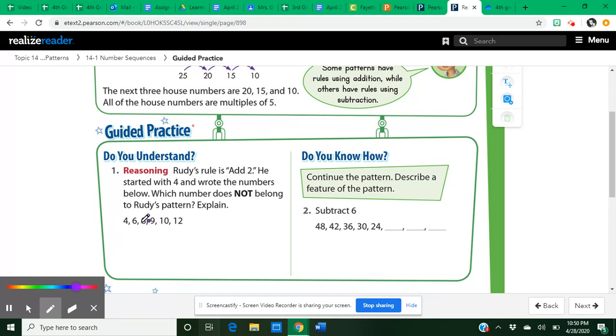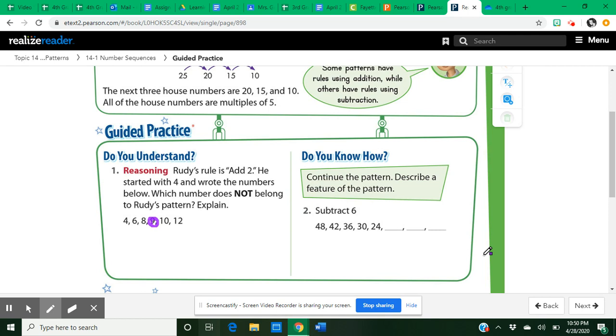Hopefully you're yelling at me that it is 9. 9 does not fit in Rudy's pattern because he can't get to 9 by adding 2 to 4. So if I say 4 plus 2 is 6, plus 2 is 8, plus 2 is 10, we would not get to 9 by using that rule. Some of the other features in this are these should all be even numbers, and 9 is not an even number. Okay, so those are some things that you could say to figure out which one does not fit.